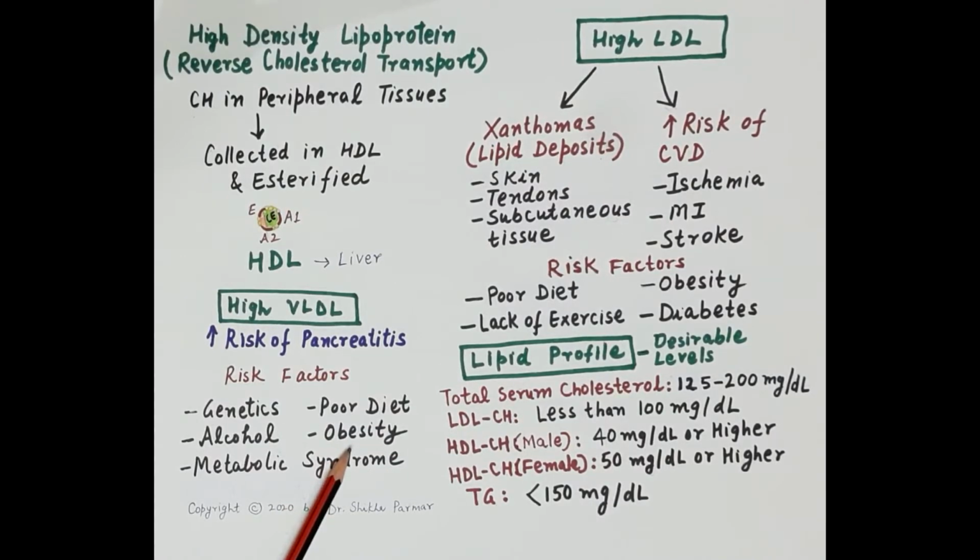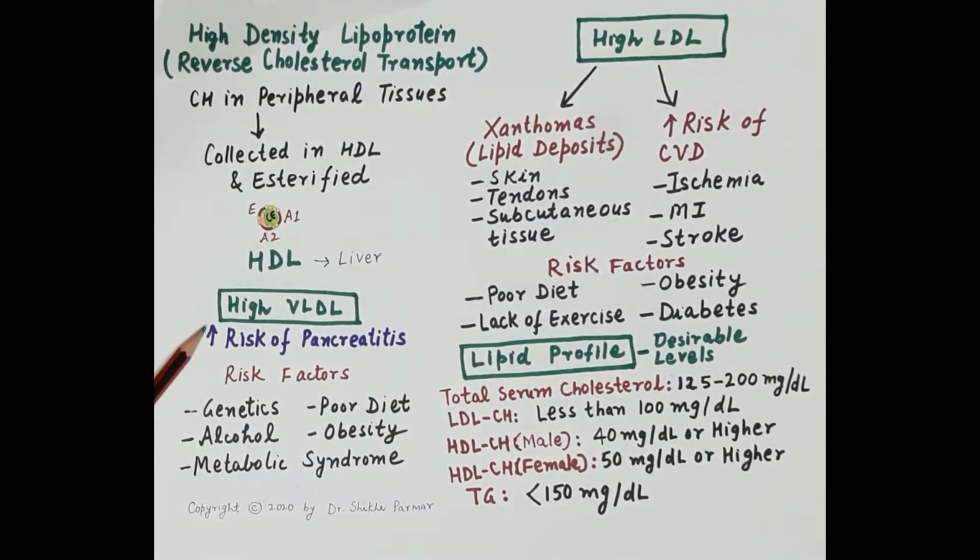Increase in the level of VLDL or risk of pancreatitis is also caused because of obesity, and metabolic syndrome like diabetes is one of the causes of high triglycerides and the risk associated with pancreatitis.